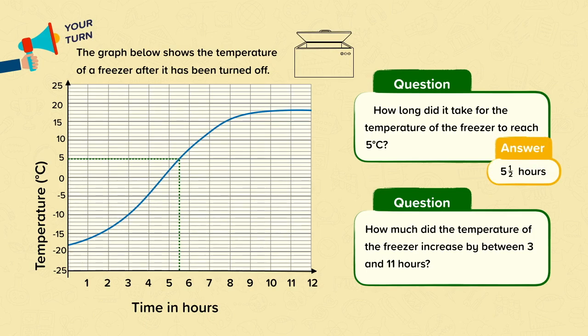And to find out how much the temperature increased by between 3 and 11 hours, you should have found the temperature at 3 hours to be -10 degrees C, and the temperature at 11 hours to be 18 degrees C, and calculated the difference, which is 28 degrees.